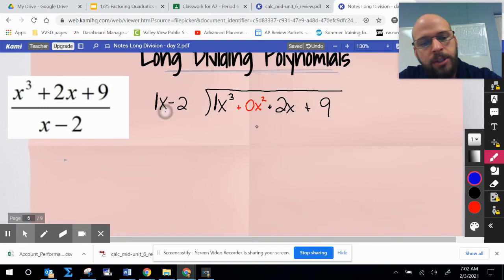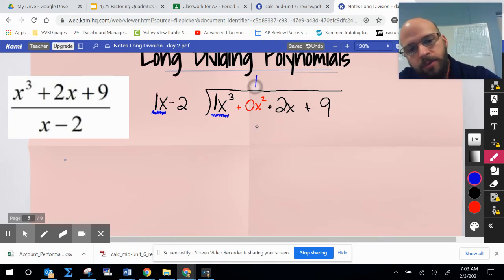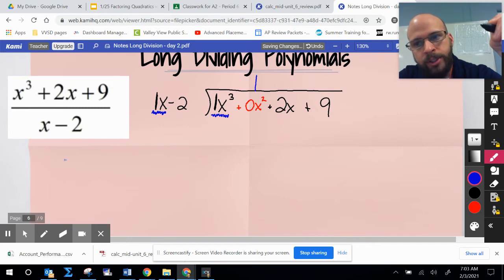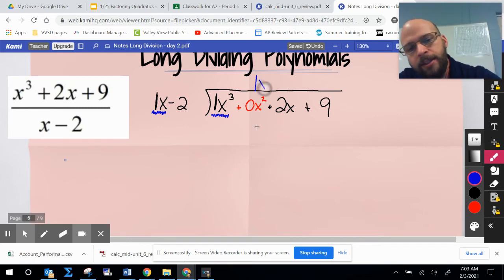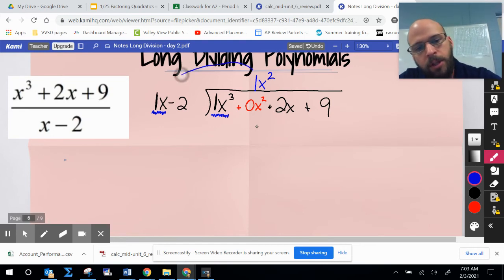But what do I need to multiply 1x by in order to get a 1x cubed? Well, I would have to multiply it by a 1. 1 times 1 is still 1. And then x, I need 2 more x's, so I'd get x squared. So if I multiply that to both terms, 1x squared times 1x is 1x cubed. 1x squared times a negative 2 is a negative 2x squared. I'm going to subtract.